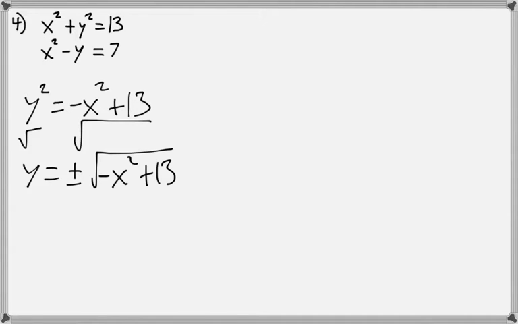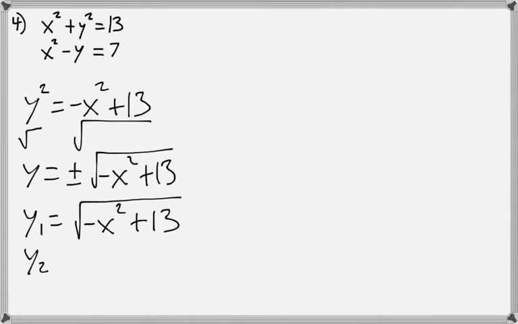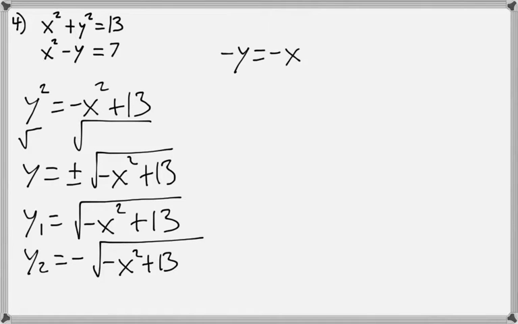So I need to separate that into two equations in my calculator. So the positive version and the negative version. Then if I look at the bottom equation, I want to subtract x squared and then divide by -1, and that'll be my y3.